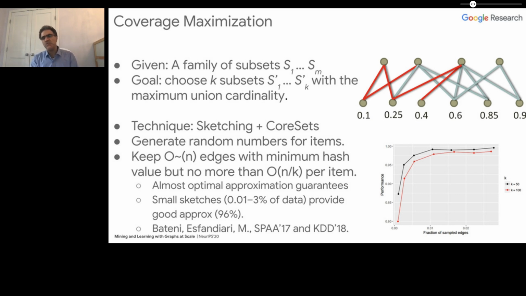Empirically, we observe that with 1 to 3% of the data, we can get to 96 to 99% of the quality of the solution on 100% of the data. So this is very effective in solving this type of problem.